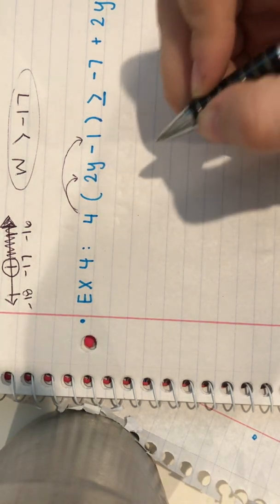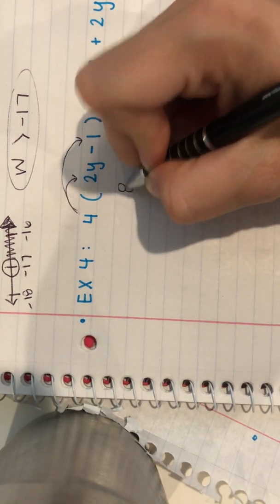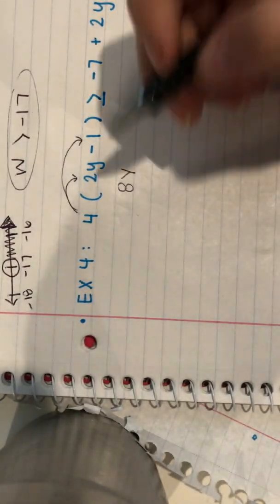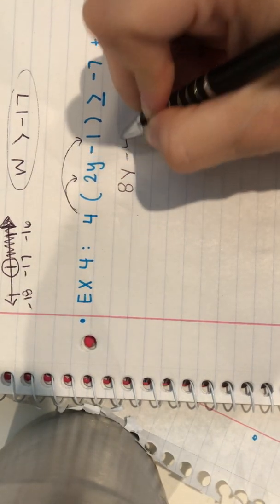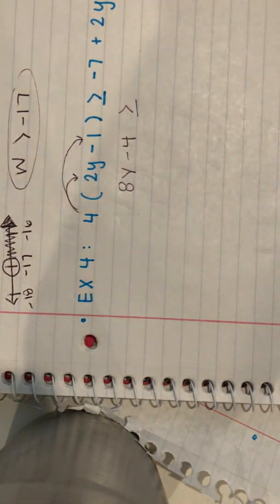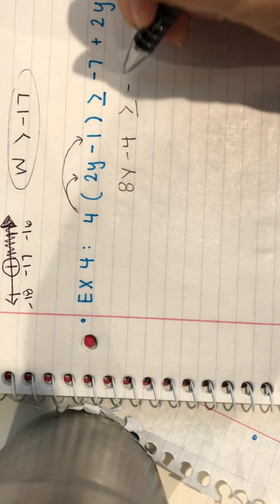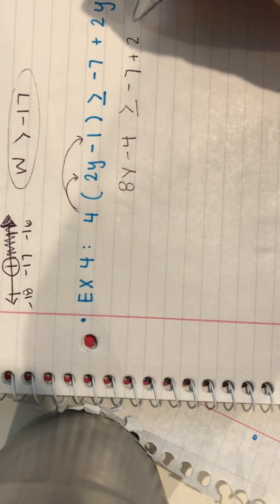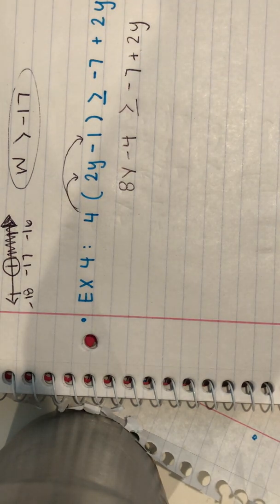So 4 times a 2y would be 8y. 4 times a negative 1 is a negative 4. And we can bring down our inequality, greater than or equal to. And we didn't have to distribute anything to this right side, so we can bring it down how it was.